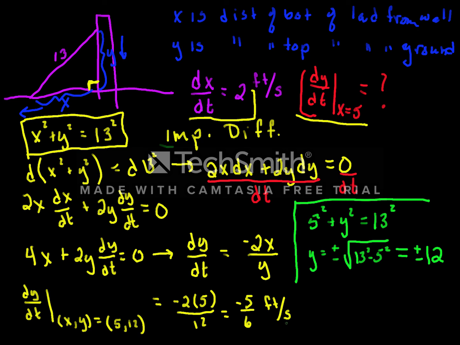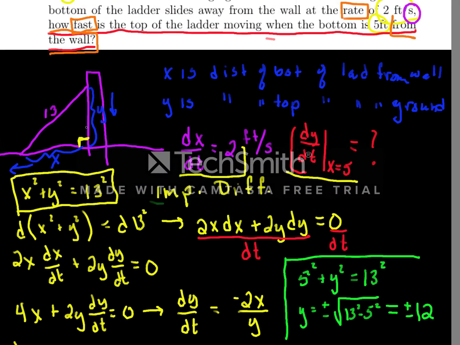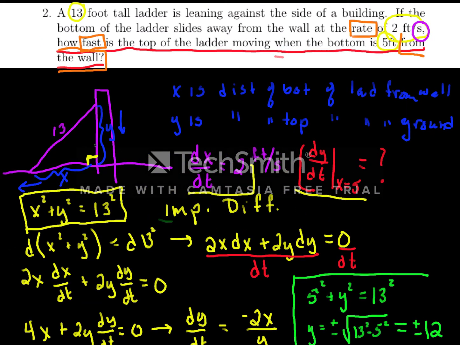So we determined we were going to use implicit differentiation, and we've solved it. And let's make sure that our solution makes sense. We found that the rate at which y is changing is negative 5/6 feet per second. So the negative means that it should be decreasing. Well, let's look at the picture, and that makes sense because the height from the ground is decreasing. We know as the ladder slides out, the top will slide down, and so it should be a negative rate of change.